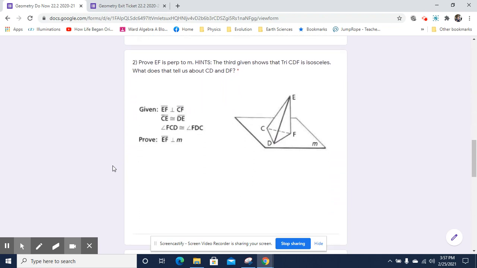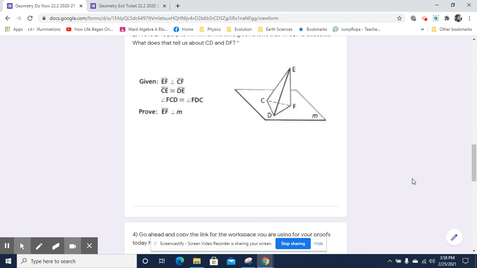So let's see, EF is going to bring us to a proof where we have to prove that EF, number 2, is perpendicular to plane M. To do that, it would be helpful to prove that DF and CF are perpendicular. We already have EF as perpendicular to CF, but we don't have that it's perpendicular to DF. To prove that, it would help to prove that triangle EFD and EFC were congruent, because then we could use CPCTC to prove these angles are right. So let's see what we've got.